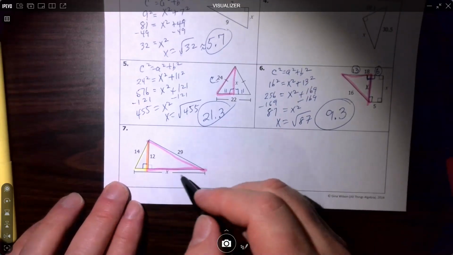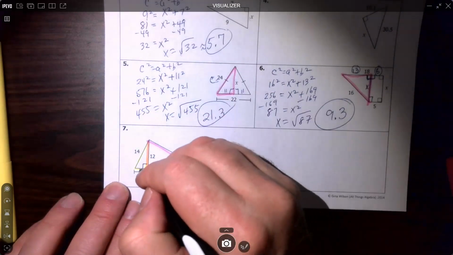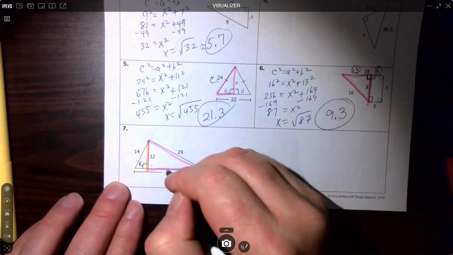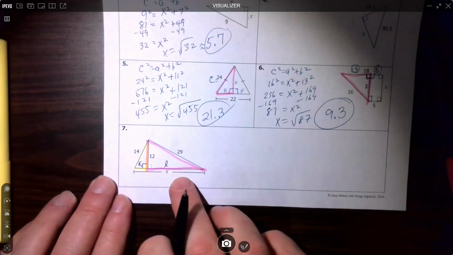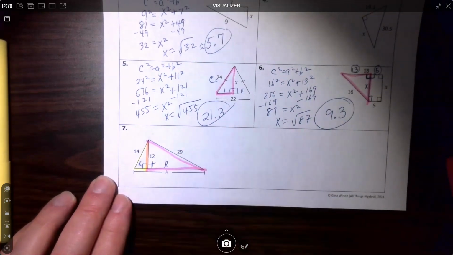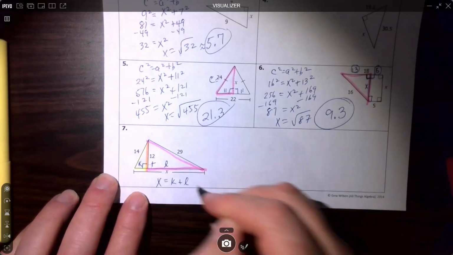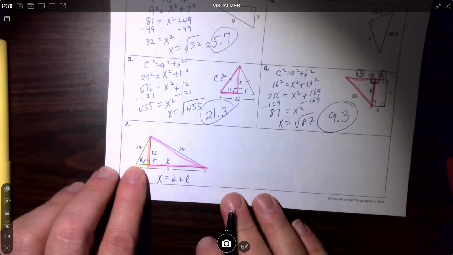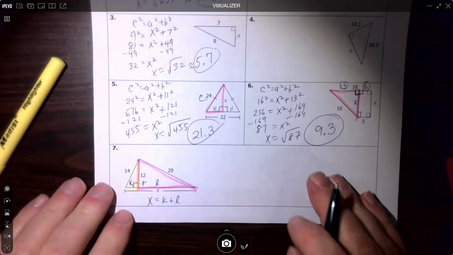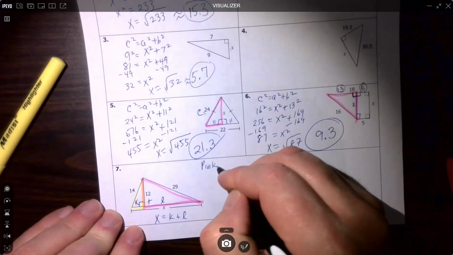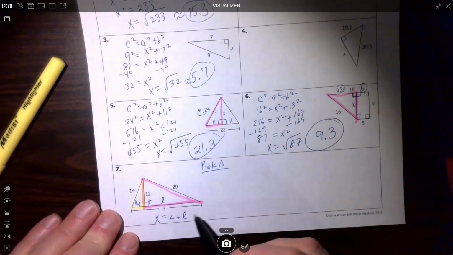So in order to do this, let's just agree that x is equal to, I don't know, let's do k and L. I'm making this up as I go along. So x is made up of k plus L, added together. When we get k's answer and when we get L's answer, we're going to add them together, and that's going to give me x. All right, so let's do the pink triangle first. It looks like I need a leg.